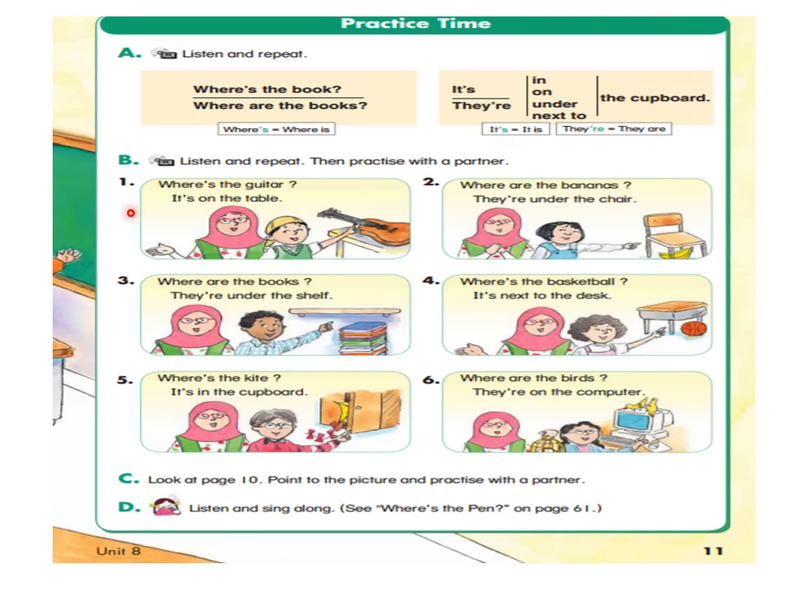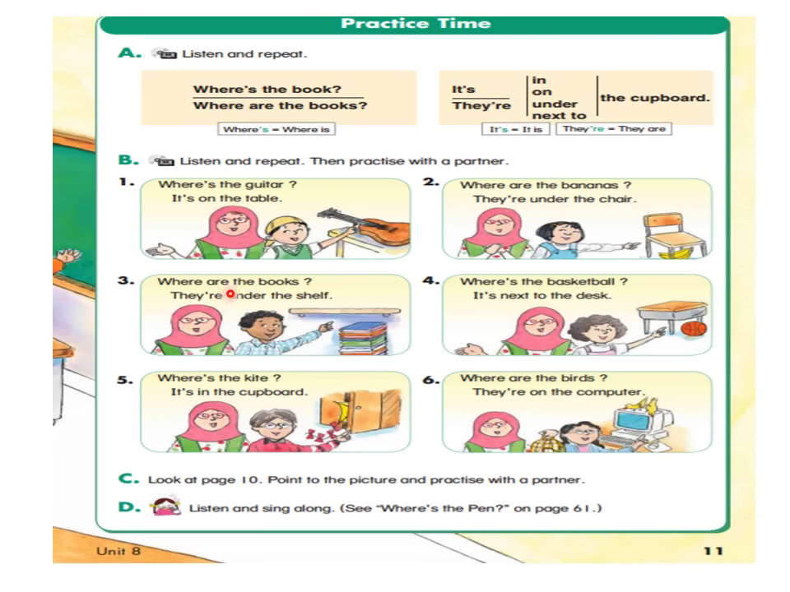And we delete I, we put an apostrophe instead of I. Let's read together. Number one, where is the guitar? It's on the table. Number two, where are the bananas? Not only one banana, more than one. Where are the bananas? They're under the chair. They are under the chair.